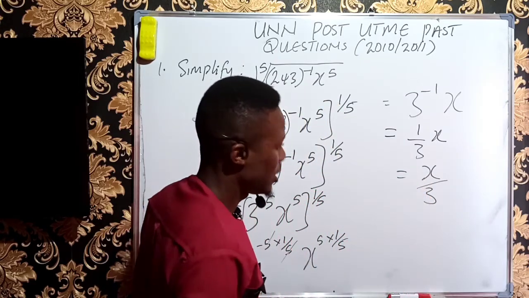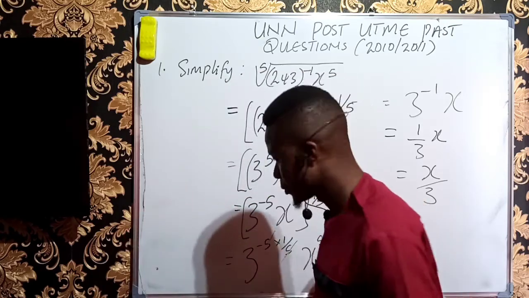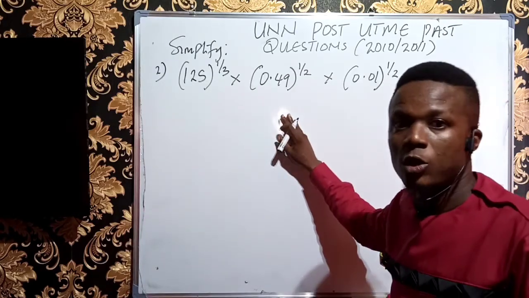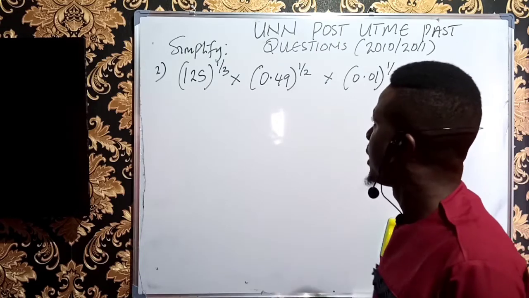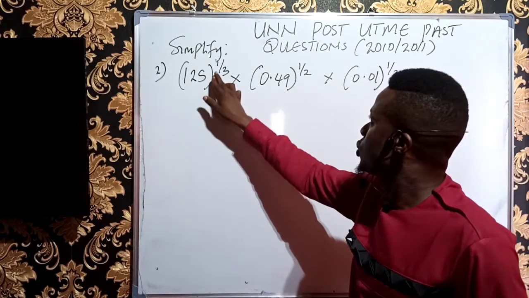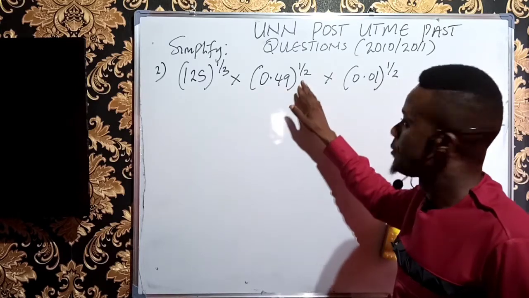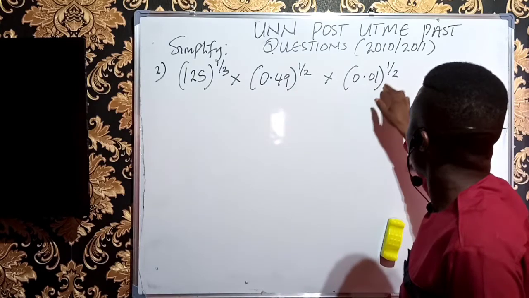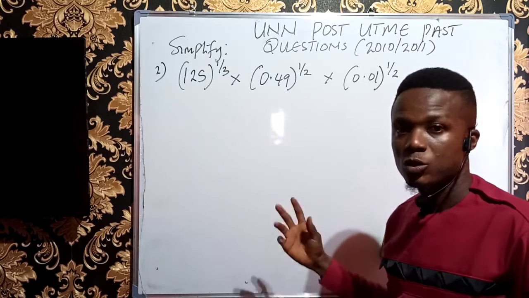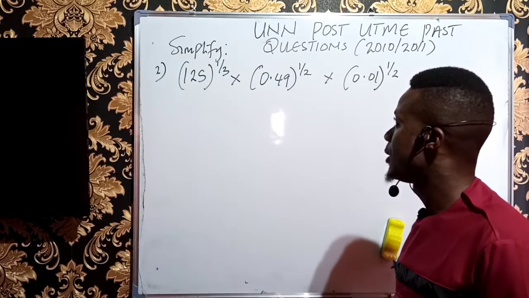Let us take another question. So in the second question, we are asked to simplify 125 raised to the power of 1 over 3 times 0.49 power of half times 0.01 raised to the power of half. This is what we are given, and we are required to simplify it.